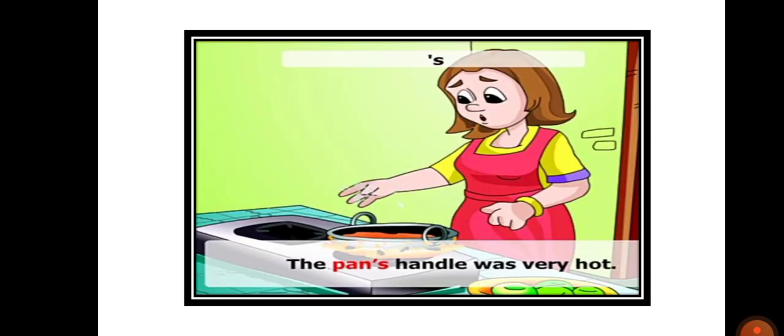Have a look at another sentence. The pan's handle was very hot. Instead of writing the handle of the pan, we are just shortening the sentence and we are writing the pan's handle. The pan apostrophe S handle. So students, what is this pan's handle telling us? That this handle belongs to the pan. That means we are talking about the handle that belongs to the pan. So this is showing us the relationship of the handle with the pan.